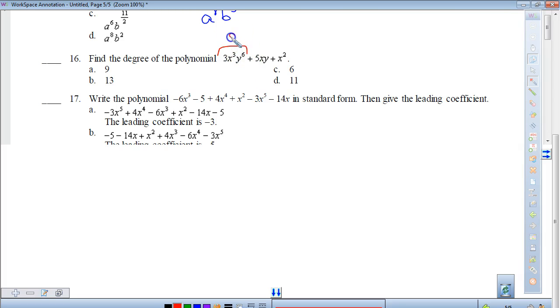So the degree of this first one, we would take this third power and this sixth power and add those together. This is a degree 9. This is a degree 2 because we have x to the first, y to the first, so that's degree 2. And this is also degree 2. So the largest of those three numbers would be 9, and that's a degree 9 polynomial.